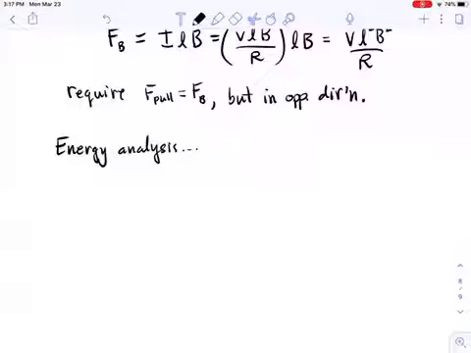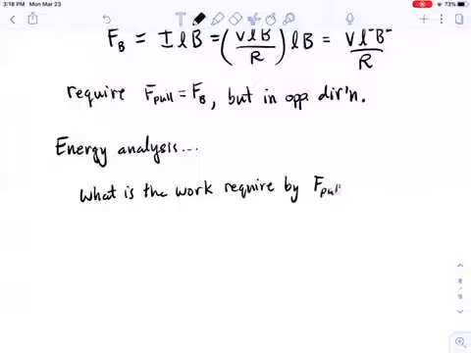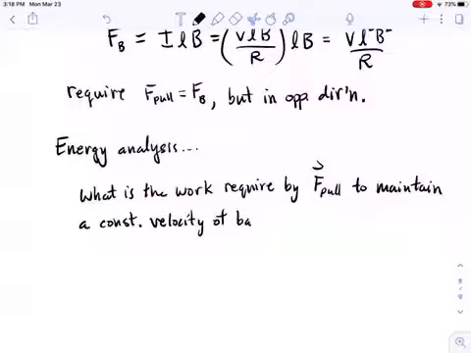So I want to calculate the work by F pull. So what is the work required by F pull to maintain a constant velocity of the bar?